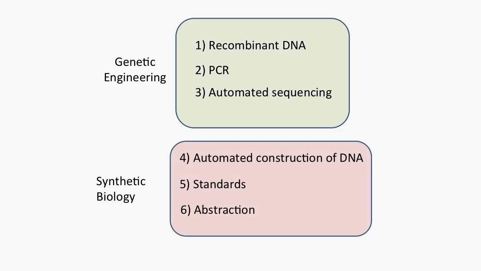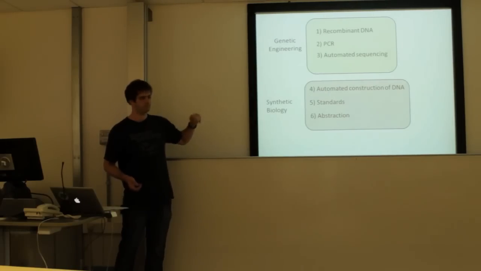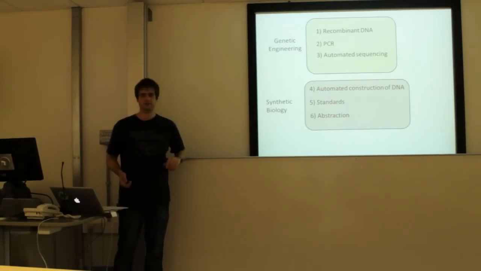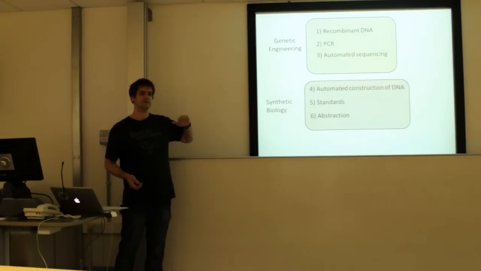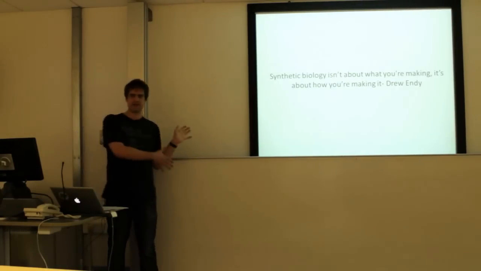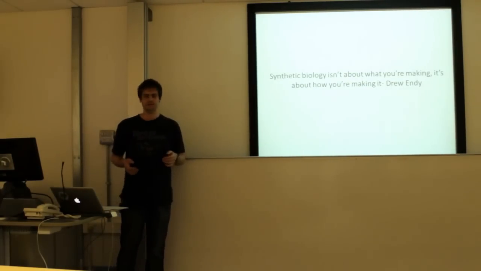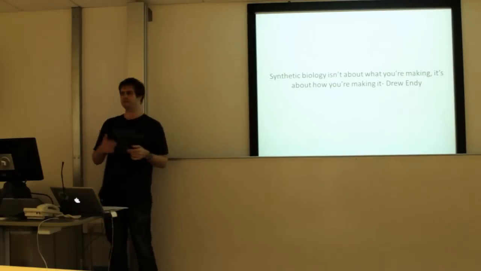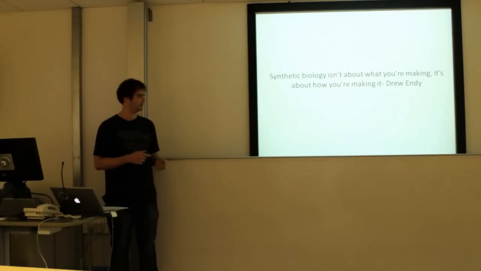So, looking over our definition, synthetic biology builds upon the core principles of genetic engineering: recombinant DNA, PCR, both used to write DNA, and automated sequencing to read it. And then it introduces these three new principles of automated construction of DNA, standards, and then abstraction. Okay, so if you can take one definition away from this talk, it's this: synthetic biology isn't about what you're making, it's about how you're making it.